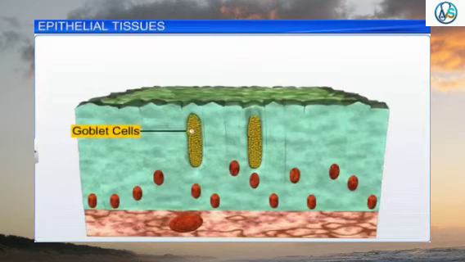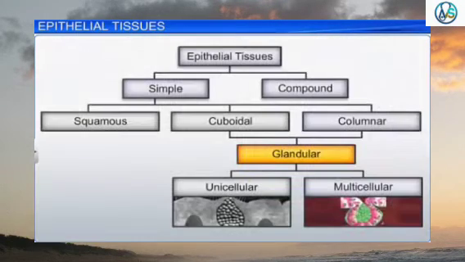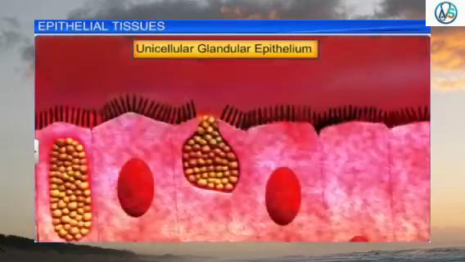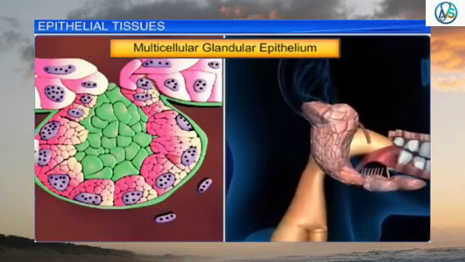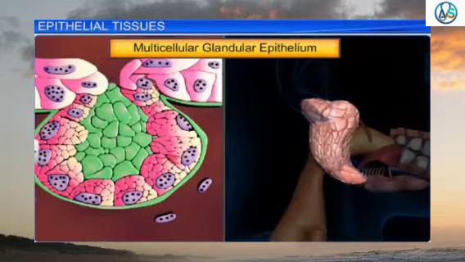Some cuboidal and columnar cells are also specialized for secretion and are therefore called glandular epithelium. Glandular epithelium is of two types: unicellular and multicellular. Unicellular glandular epithelium consists of isolated cells found in goblet cells of the alimentary canal. Multicellular glandular epithelium consists of a cluster of cells found in the salivary glands.